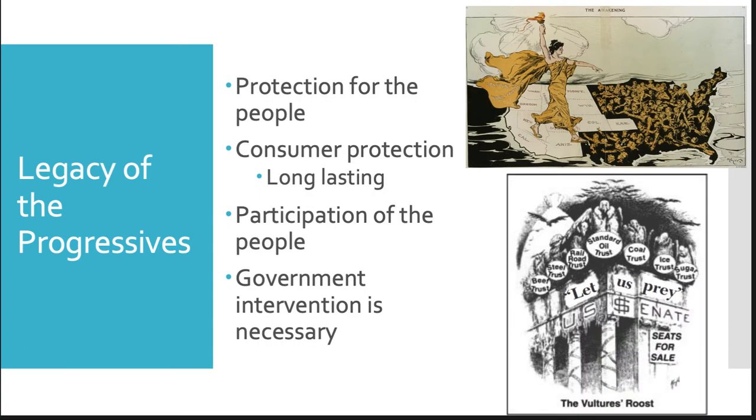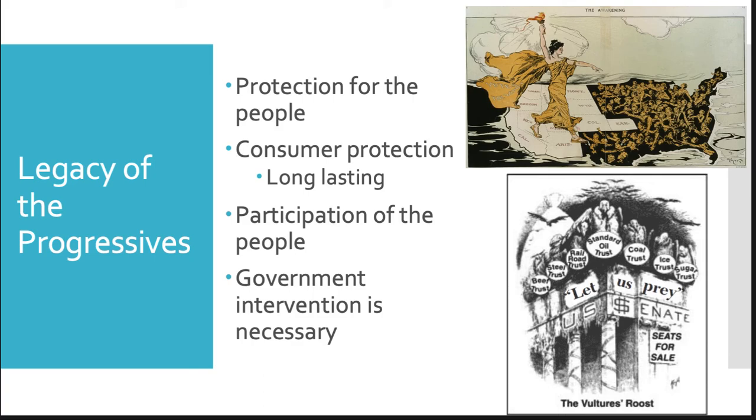So, why is any of this important? Why do we look at the progressives? And the reason being is because now we're starting to see pieces come together that show us our current day government, our current day society, our current day economy. And the legacy of the progressives begin the protection of the people from the government.